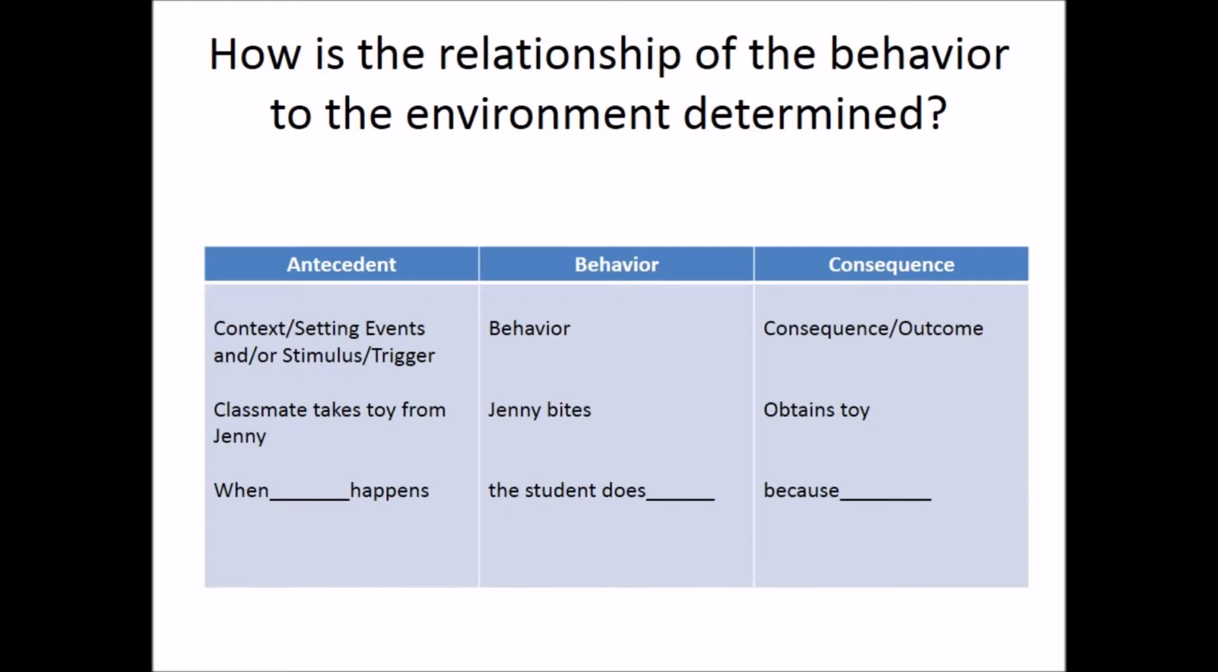The antecedent in this case is twofold. The context or setting event is Mondays and Thursdays, the days after Jenny has been home from school for at least one day. The stimulus or trigger event is that someone takes the toys she wanted. The maintaining consequence is that the other student lets go of the toy and Jenny gets it back. Wow, her challenging behavior is working for her.